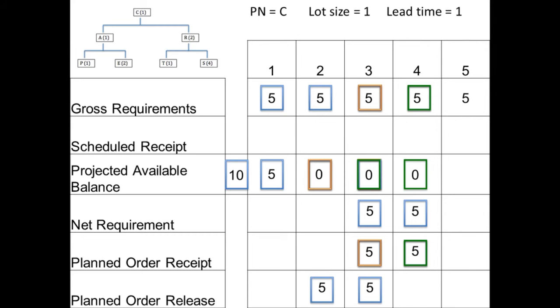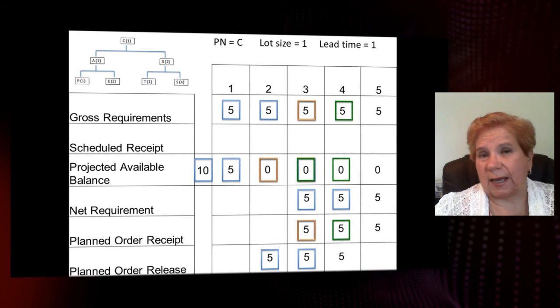We start with the previous PAB, that's in period 4, of 0. 0 minus 5 is negative 5. You notice I don't have the squares this time. And then the 5 net requirement is going to create a planned order receipt. That's going to create the planned order release. And we go back and recalculate our PAB: 0 plus 5 minus 5 is equal to 0. That's it, folks. That's MRP made easy.